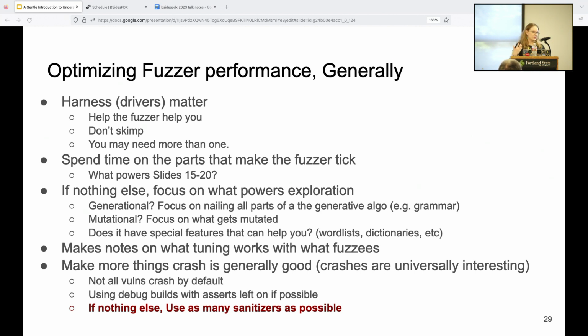If you use mutation, focus on the mutation strategies, turning on all the ones that will help you. If you know dictionaries will be great for the target you're working on, spend the time to turn those on. But those are really practice, tuning and getting to know things. In general, if nothing else, remember that making more things crash is good. Every fuzzer likes crashes. The more stuff you can make crash, the better off you'll be. And that means, TLDR, use as many sanitizers as possible.